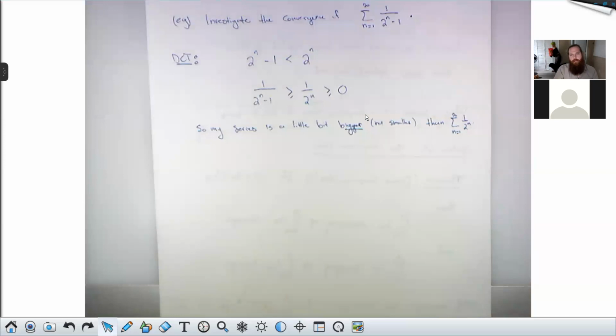And unfortunately, this isn't useful, right? If you're smaller than something finite, you have to be finite. That's true. But if you're bigger than something finite, you could be finite or infinite. Being bigger than this guy doesn't tell me anything.